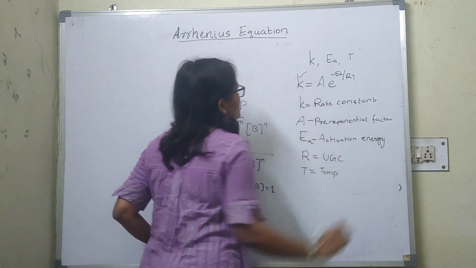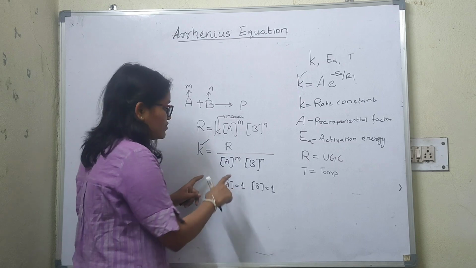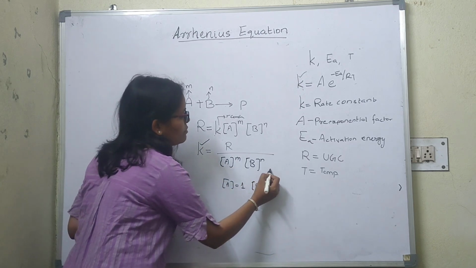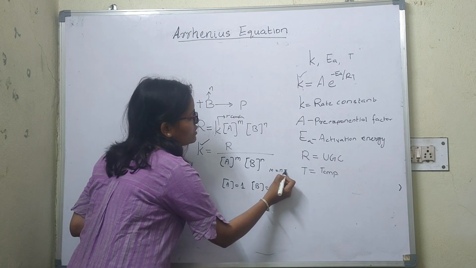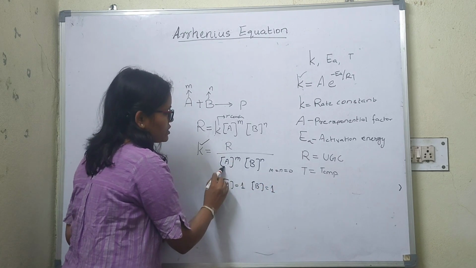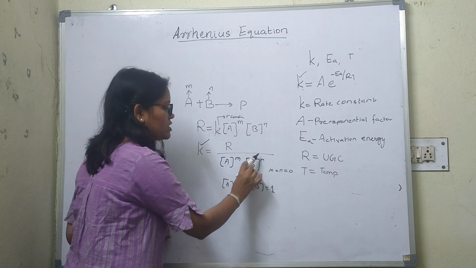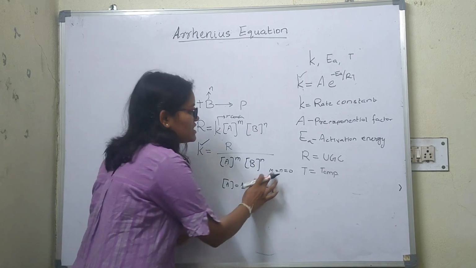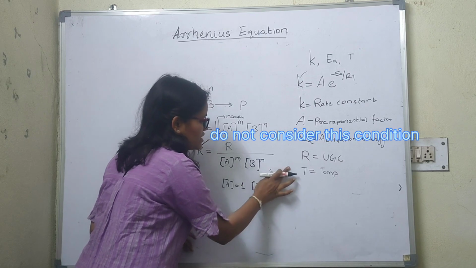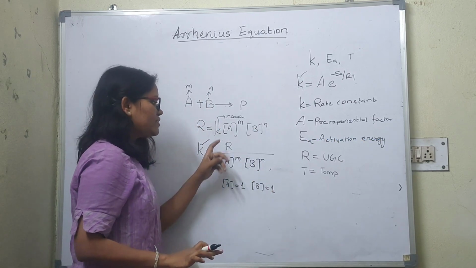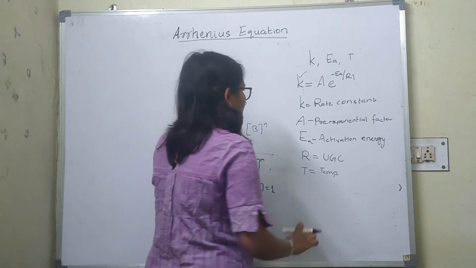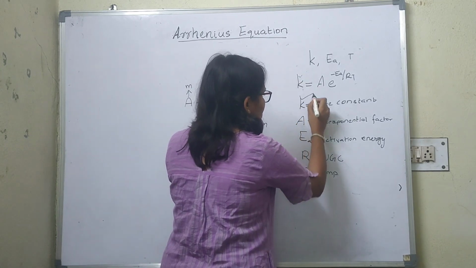So now you know what a rate constant is. There is one more condition when rate becomes equal to k, that is when m and n are equal to 0. Then [A]^0 becomes 1, [B]^0 becomes 1, so rate will be equal to the rate constant. But do not consider this to define rate constant. The rate constant is defined as the rate of the reaction per unit concentration of the reactants.